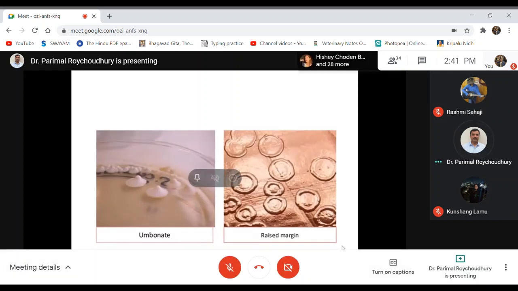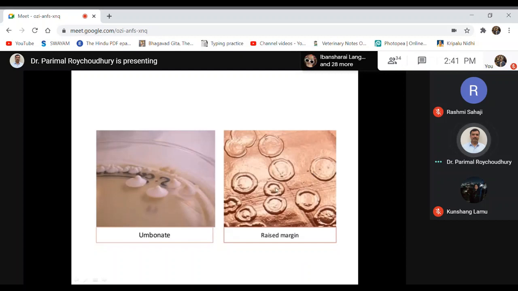Yes, sir. Okay, fine. This type of colonies we call Drotman colonies, and this is an umbonate colony. At the center there is a raised surface. Now, if you ask me why it happened, I don't have any answer. It is the nature of that organism, they form this type of colonies. So at your level, I cannot explain why it happened. But this is a characteristic.